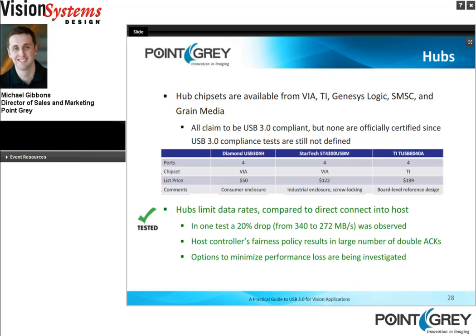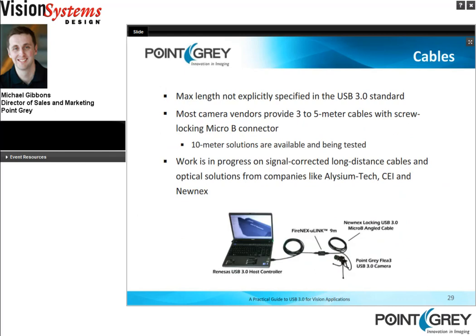One thing that we've found in some of our testing is that hubs can limit data rates compared to direct connect into a host. So the test that I mentioned earlier on using 2 cameras where we were streaming 340 megabytes per second into a card, in that test we saw a 20% drop down to 272 megabytes as a result of this. And this is a result of the host controller's fairness policy. It basically results in a large number of double acts. So at this point we understand what's happening, and we're investigating ways to minimize that performance loss. But again, something to be aware of.